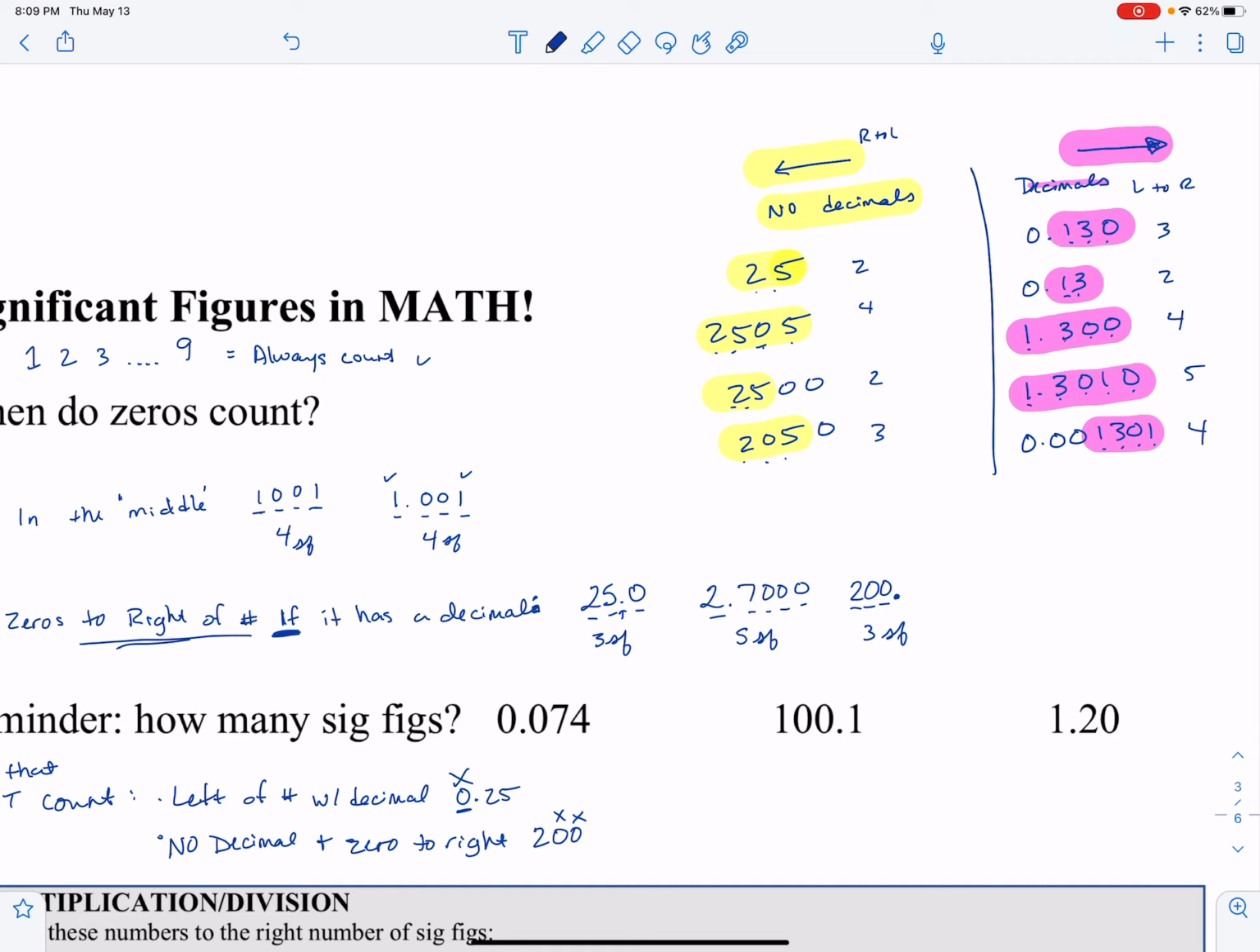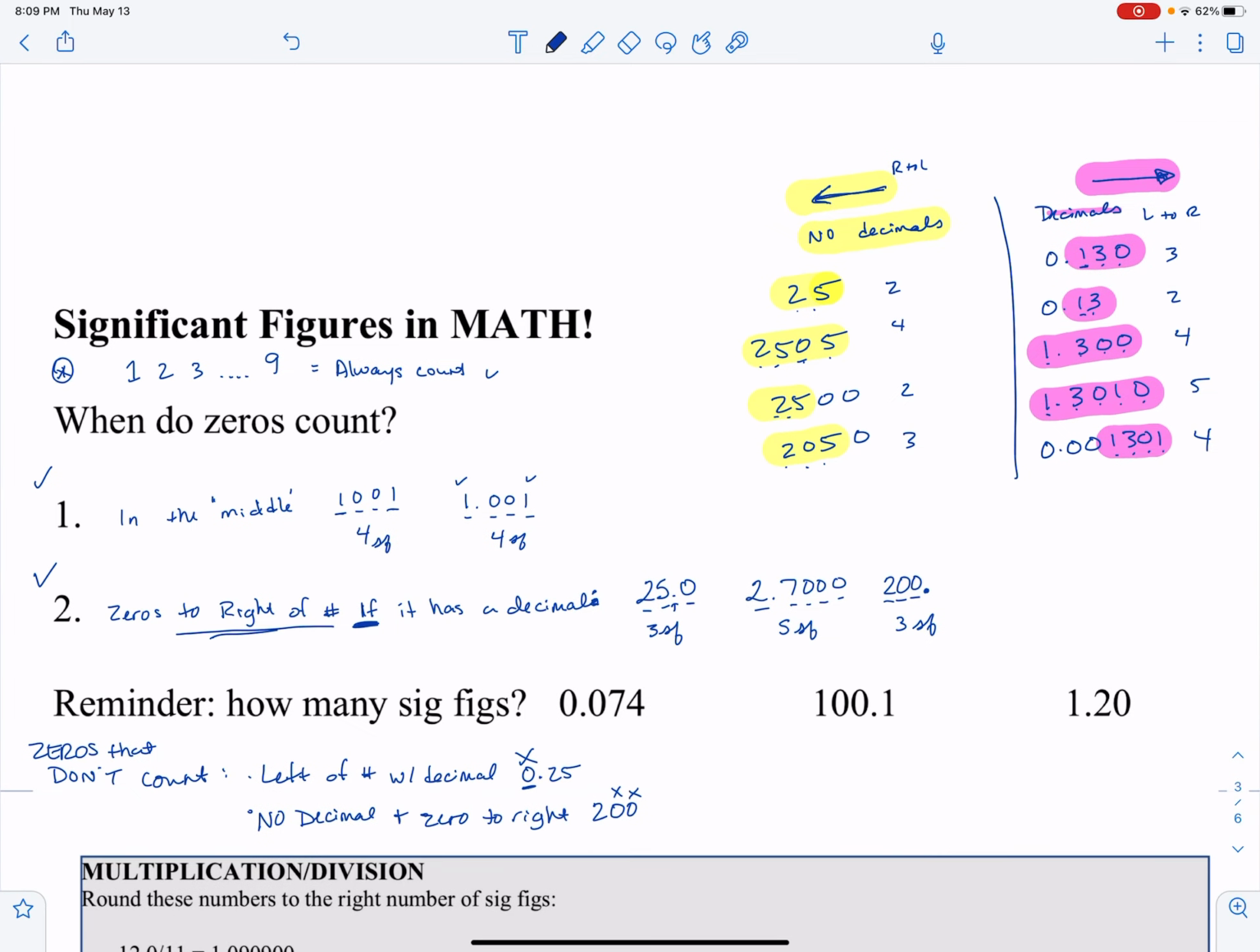All you're remembering is if there's no decimals, you're going to read it right to left, and you don't start counting until you hit a number that's not 0. And if you do have decimals, you're going to read it left to right. You don't start counting until you hit a number that's not 0. Everything works. Whatever will suit you works great.